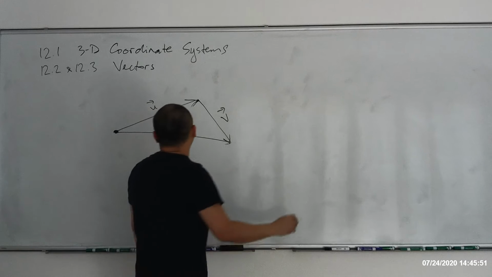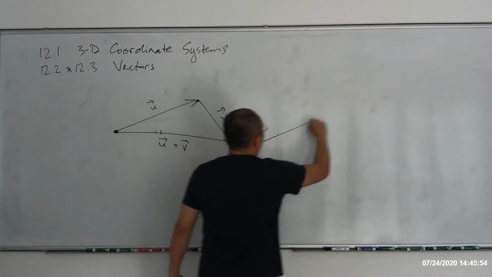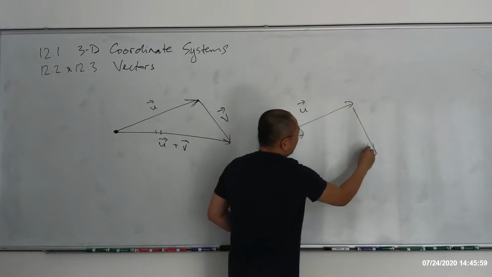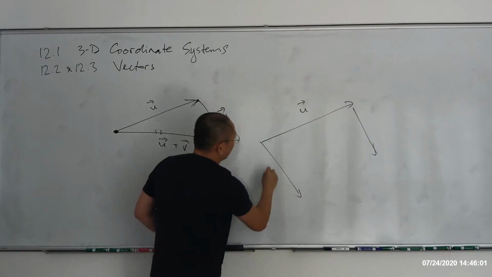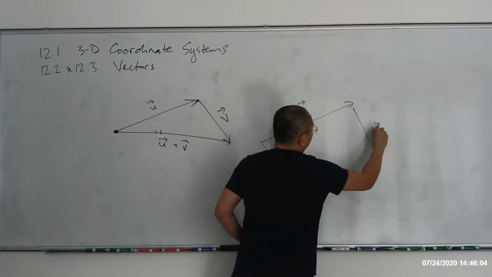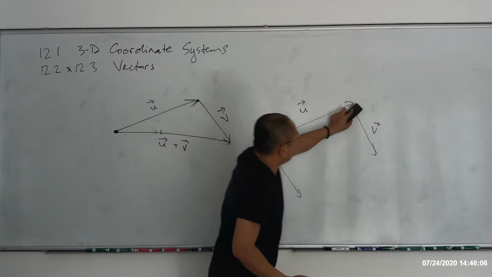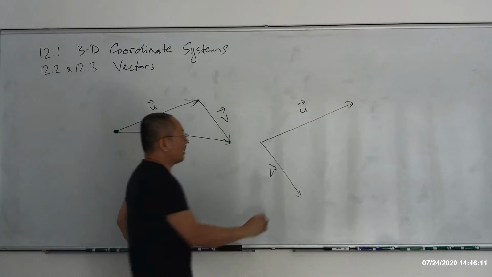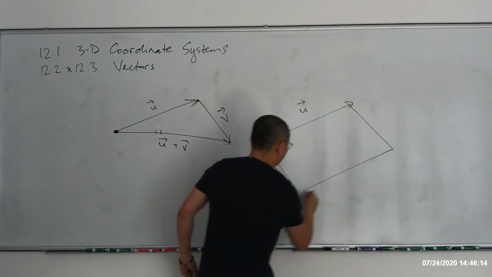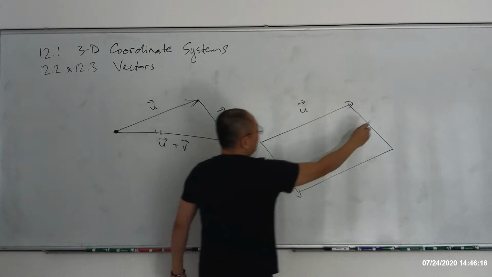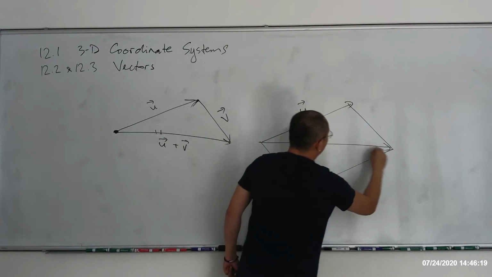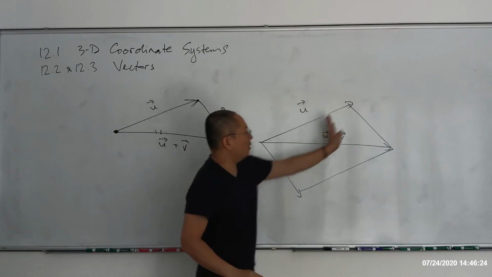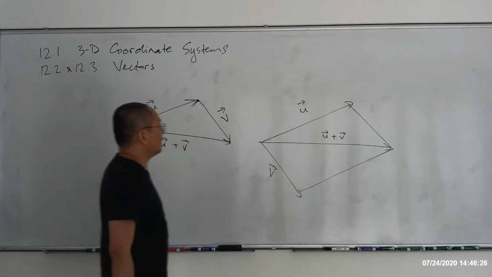Or another way to think of it: let me copy my vector u right here. Instead of moving vector v this way, I can move vector v this way. It's the same. I'm going to construct a parallelogram here. So v here or v there is the same. The sum of the two vectors, u plus v, is still the diagonal. You see it's the same whether you have v right here or v right there.